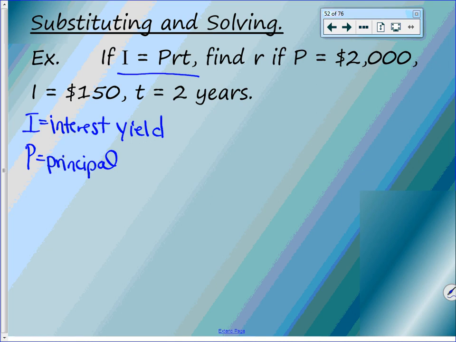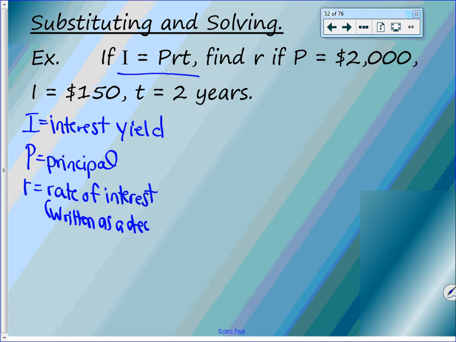R is the rate of interest, and that you want to write as a decimal. And T is how much time has passed.